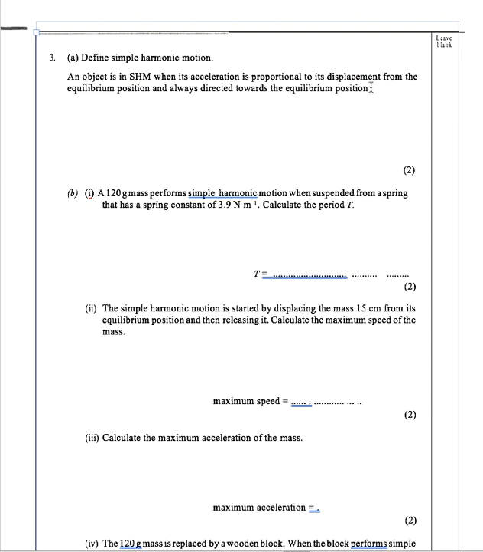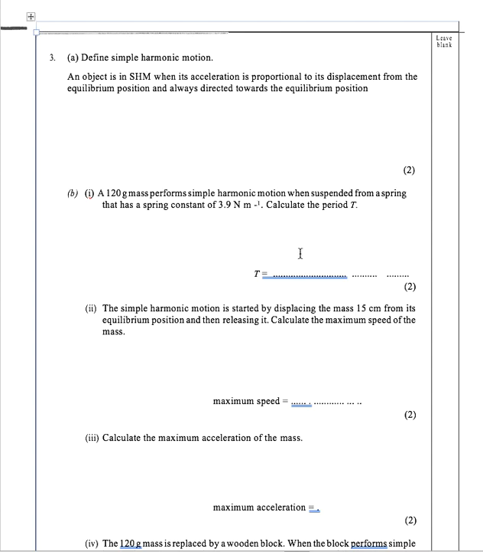Now you might say that could be replaced with "it", and maybe it could, but I like to be completely unambiguous in my answers. So, a 120 gram mass performs simple harmonic motion when suspended from a spring that has a spring constant of 3.9 newtons per meter. There's a missing -1 in there.